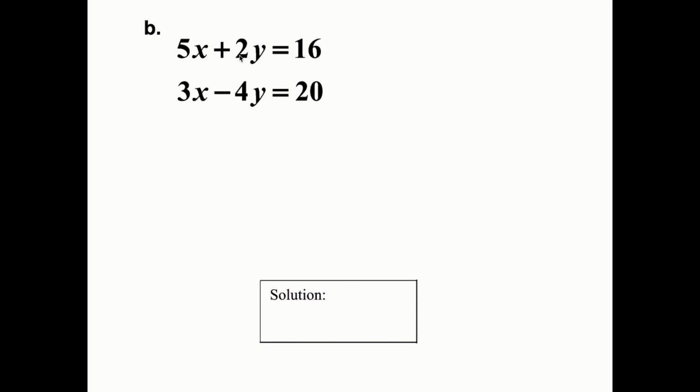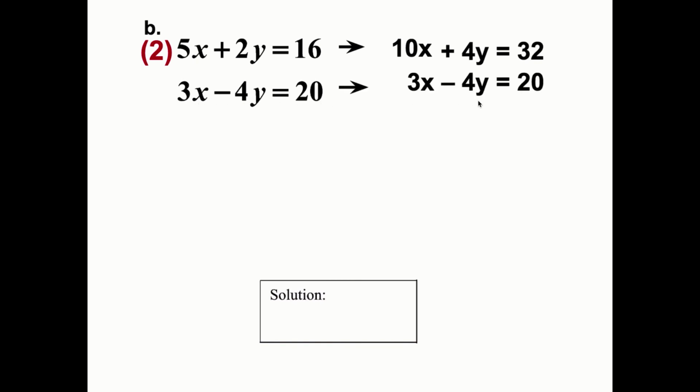So notice that means I would have to multiply the top equation by 2. That would make a positive 4y and a negative 4y. So when I add them, they'll cancel. But I can't just multiply one term by 2. I have to multiply the entire equation to keep it equal. So if I multiply the entire equation by 2, I'm going to get 10x plus 4y equals 32. I don't have to multiply anything to the bottom equation because my y's now are the same number but opposite.